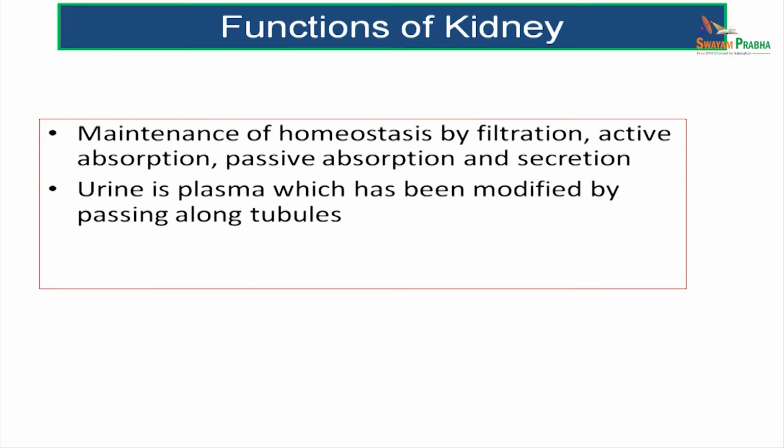Let us begin this lecture with the functions of kidney. The main function of kidney is maintenance of homeostasis by filtration, active absorption, passive absorption and secretion. So, what is urine? Urine is plasma which has been modified by passing along the tubules.